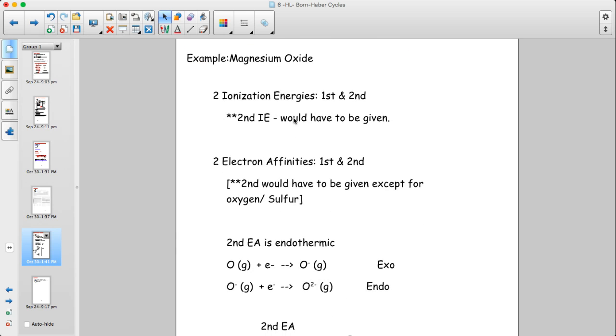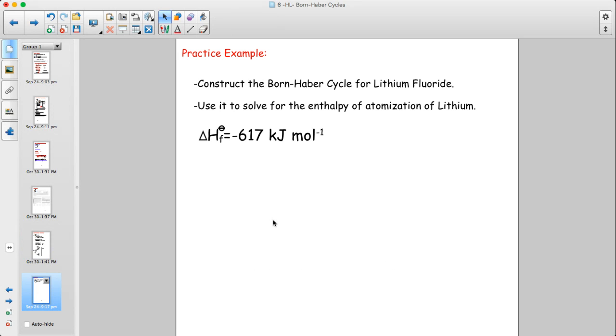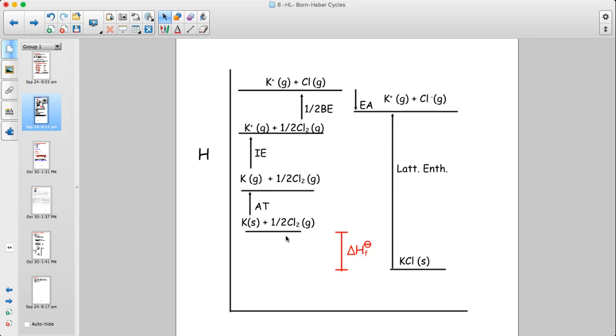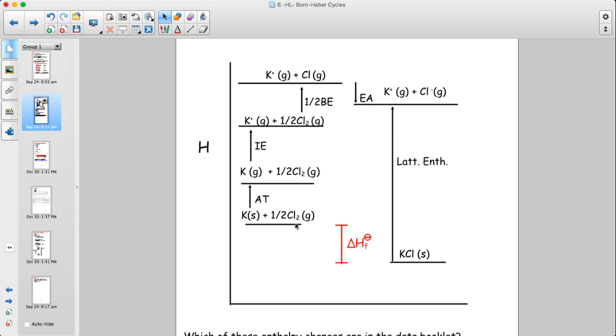We'll probably want to review that one in class. That's the basic premise, and there's a practice problem which you don't need to do now. We will try setting this up together in class. So Born-Haber cycles, rather complicated energy cycles for ionic compounds involving their formation, or all of the tiny little steps that would also form that ionic compound. And usually you're solving for either the enthalpy of formation or the enthalpy of atomization.